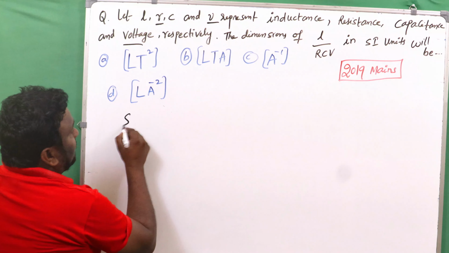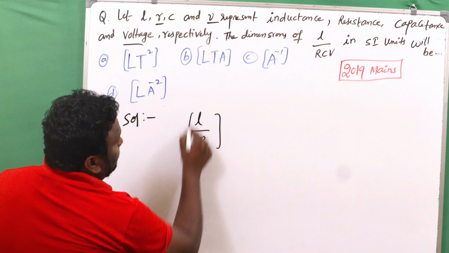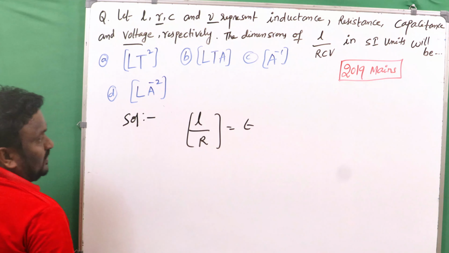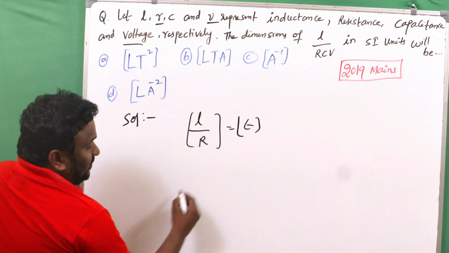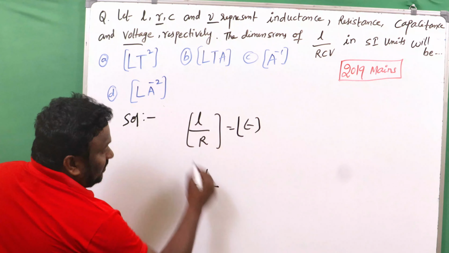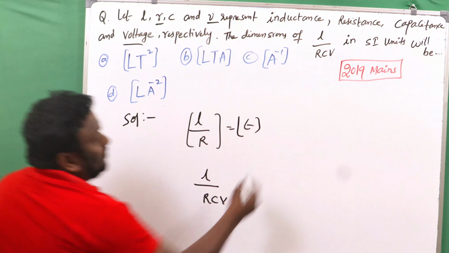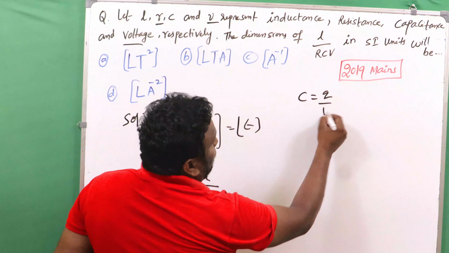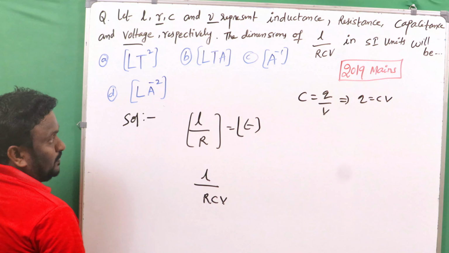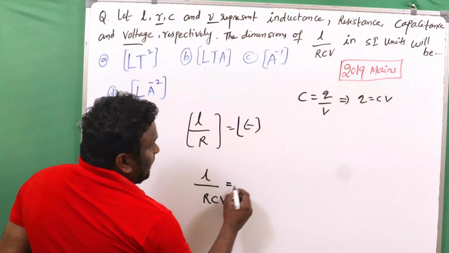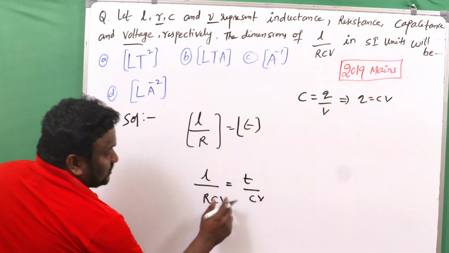Here already we know one condition: L by R is equal to T. Inductance by resistance is nothing but time T. And now for our convenience we are dividing both sides by R, C, V. What do we know? C is equal to Q by V. That implies Q is equal to CV. That means I am going to write here T by CV. Clear? Then there is no change in its value.